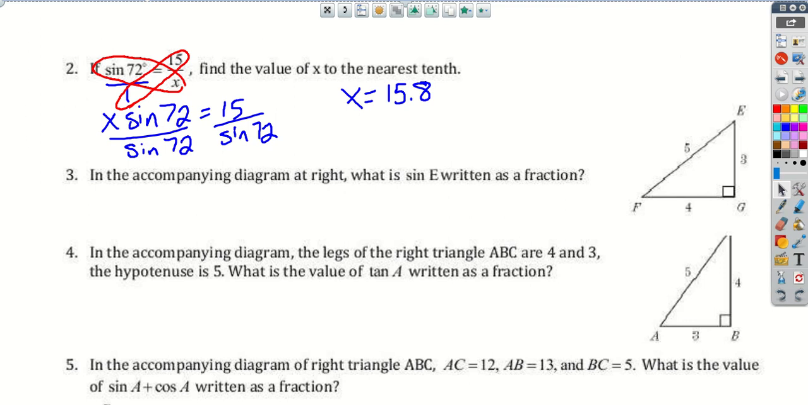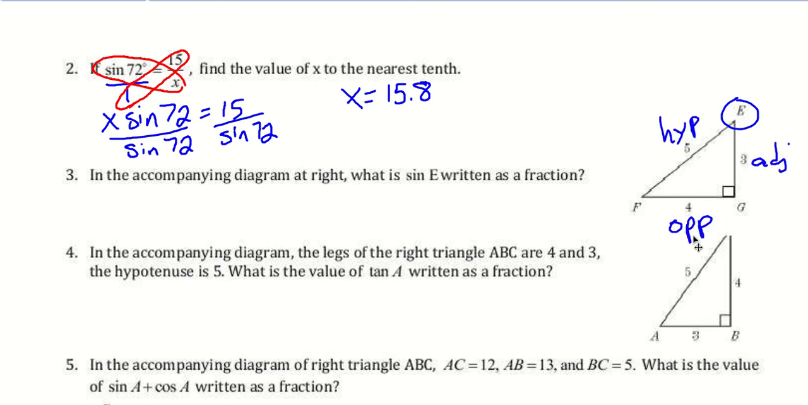All right, in number three, we want to write the value of sine of E. So remember, find our angle, label our sides as adjacent, hypotenuse, and there's the opposite. So sine, remember, is the opposite over the hypotenuse. And so here it's going to be 4/5.